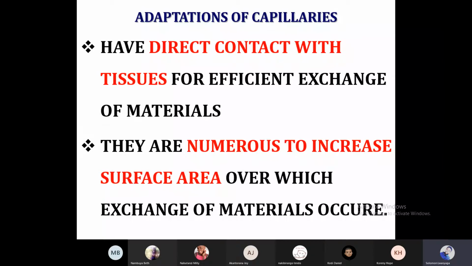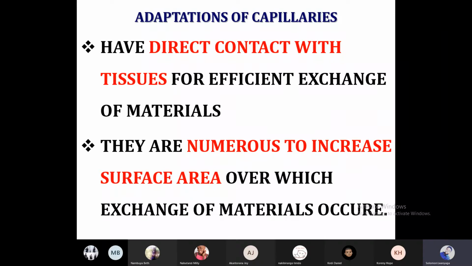They have direct contact with tissues for efficient exchange of materials. They are numerous to increase the surface area over which exchange of materials can occur. Numerous, meaning there are very many.